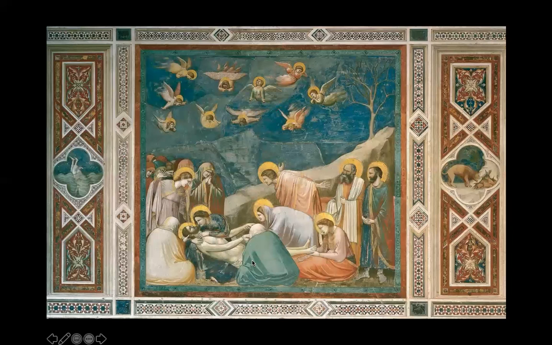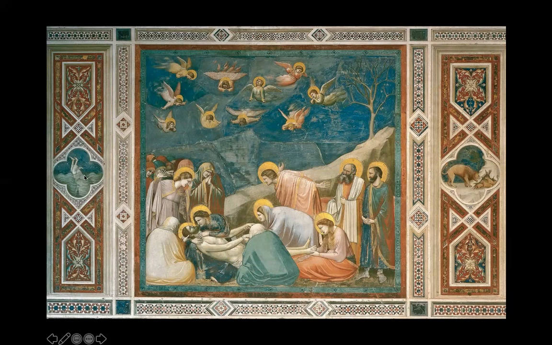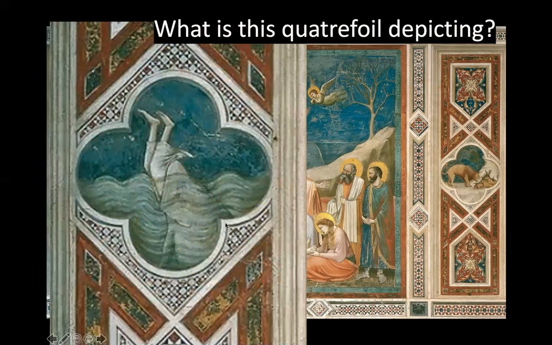This is the painting Lamentation. All of the fresco inside is done by Giotto, but College Board wants us to focus on this one. Surrounding his paintings, he has these borders, and then he has these quatrefoil shapes inside that also help depict stories. What is this quatrefoil depicting? This is on the left, right next to the Lamentation. Can you see what's happening in there? It's kind of a cool little picture.